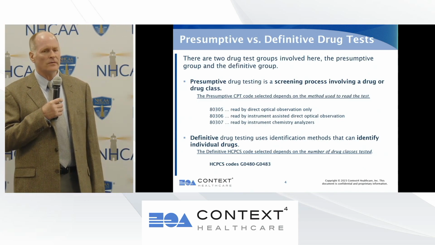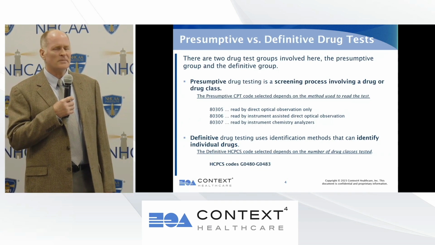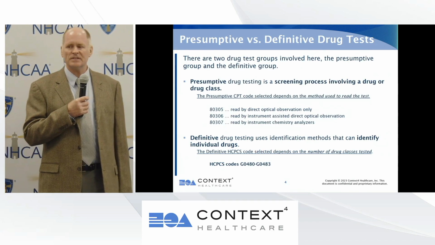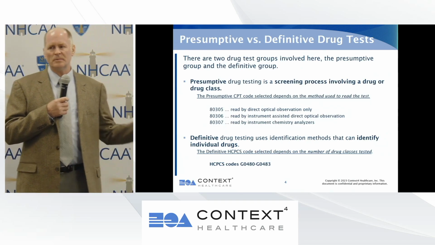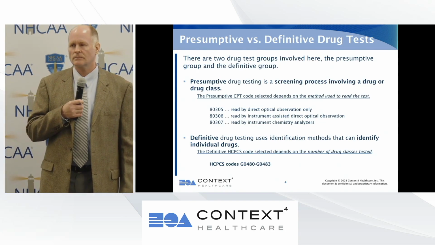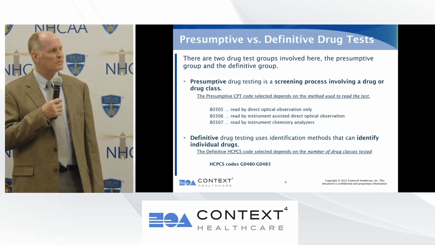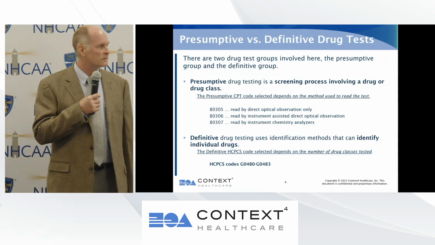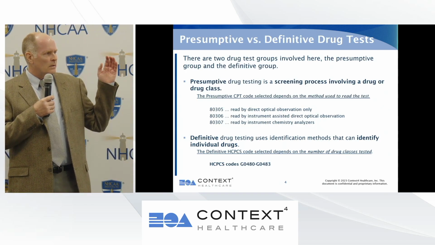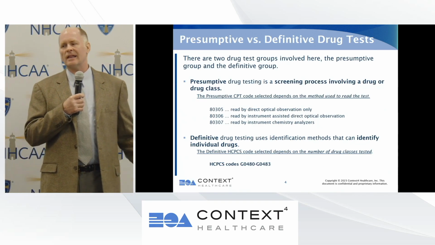This slide is an overview of the drug testing codes. The presumptive screening codes are at the top. They're CPT codes 80305, 6, and 7. The CPT code selection here is based on the method used to read the test. On the bottom are the definitive drug testing HCPCS codes that most payers, including CMS, require for reporting definitive drug testing. In order to determine which G code to use here, it's based on the number of drug classes tested.